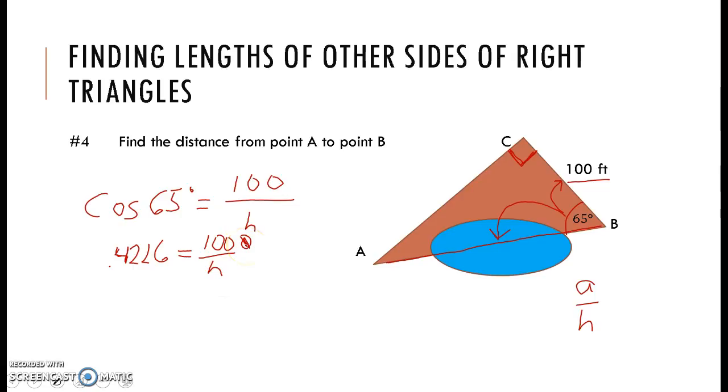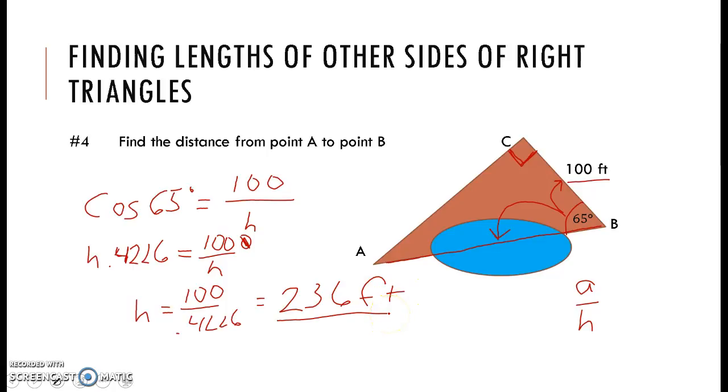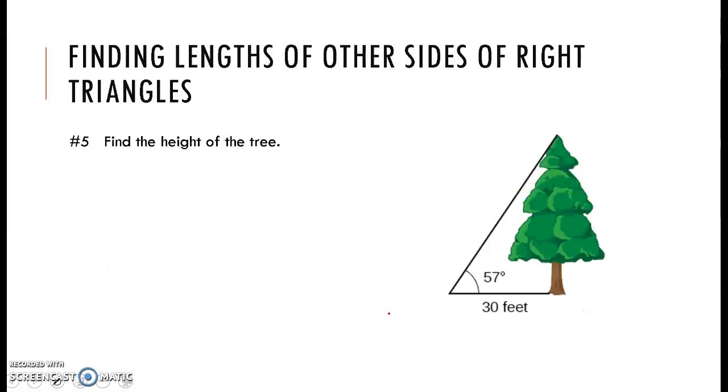And so I can actually multiply both sides by h, divide by 0.4226. So the height is going to be 100 divided by 0.4226. And that gives me a value that is really close to 236 feet. So the distance from A to B would be 236 feet, and I wouldn't have to get out a tape measure to measure that. Let's take a look at another example.